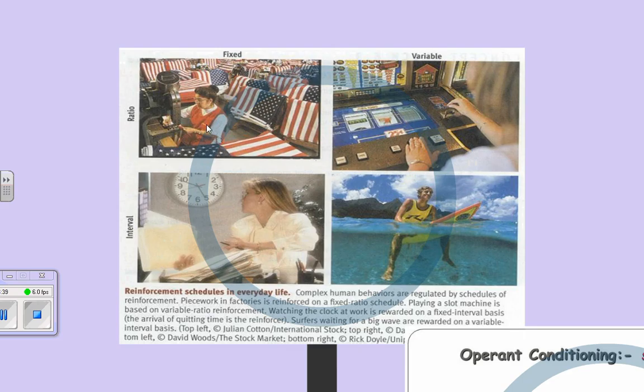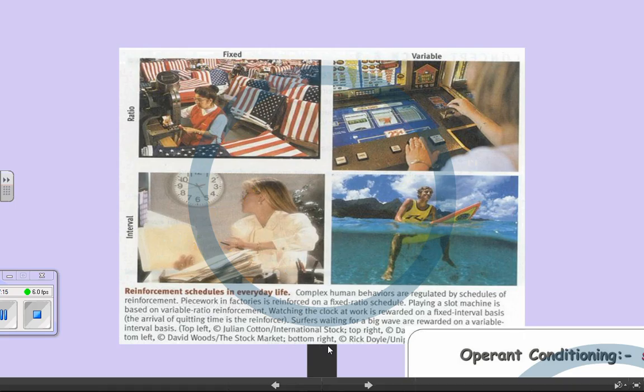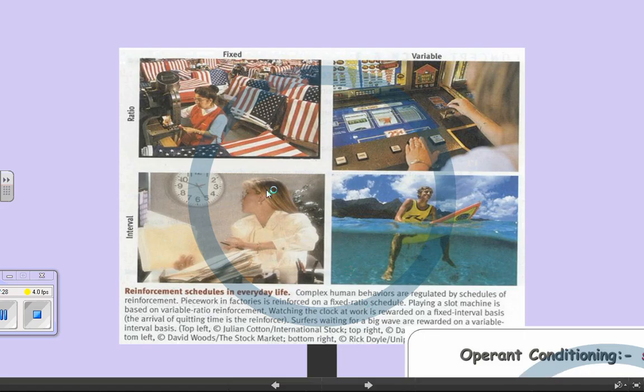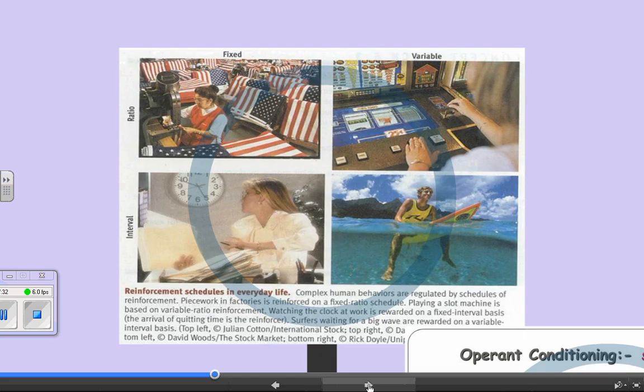Fixed ratio, why is it fixed? Because he gets paid for every piece he makes. Why variable? Looks like a pocket. Yes, you know the answer. That's the fixed interval. What's the fixed interval? Every 1700 hours she leaves her office and goes back home. That's a fixed interval. Does she know that the bus will come every 1700 hours? That's why she's waiting. We'll practice this, and I want you to discuss it with regards to the schedule of reinforcement, discrimination, extinction, and the rest.